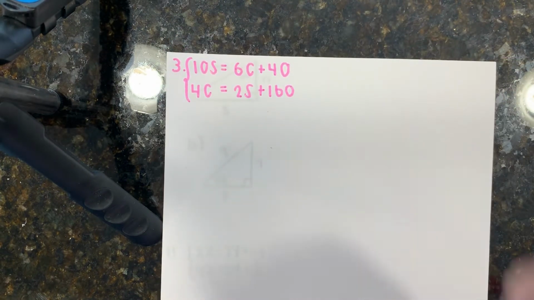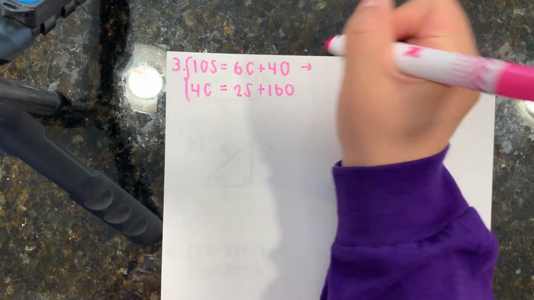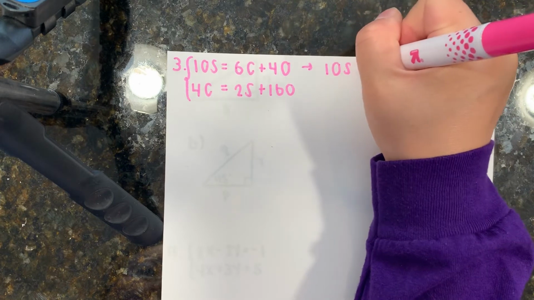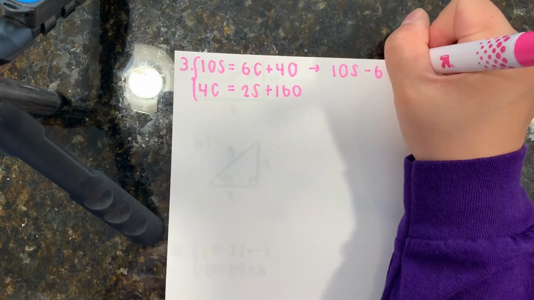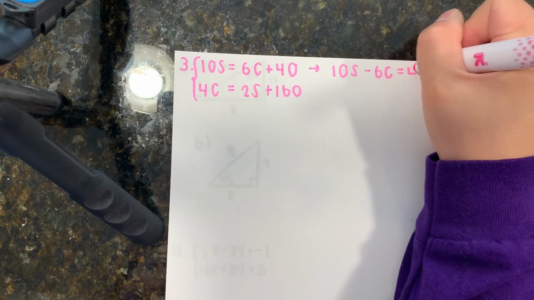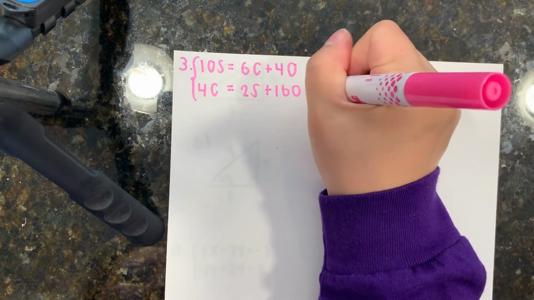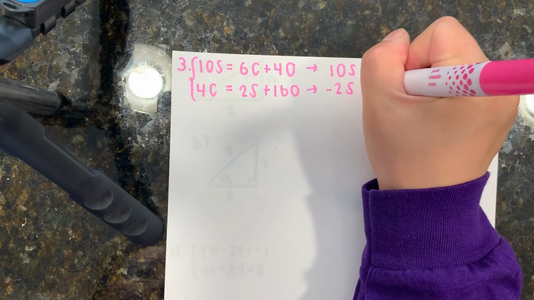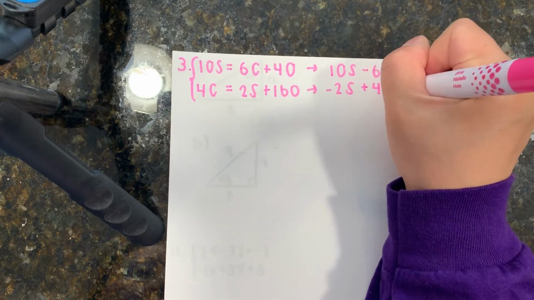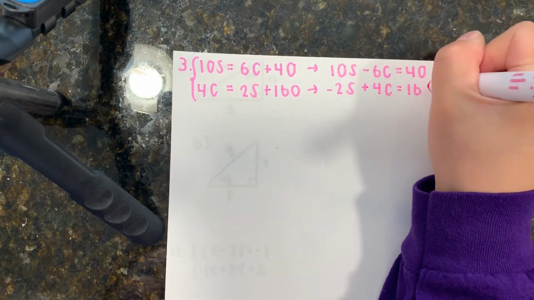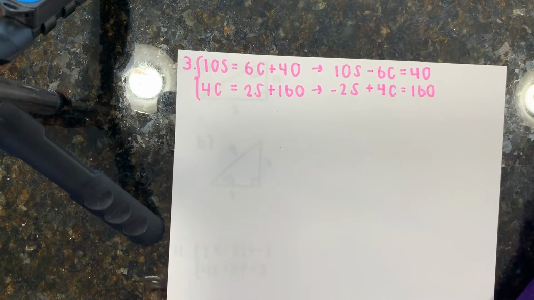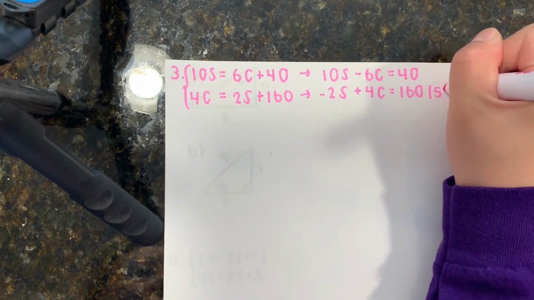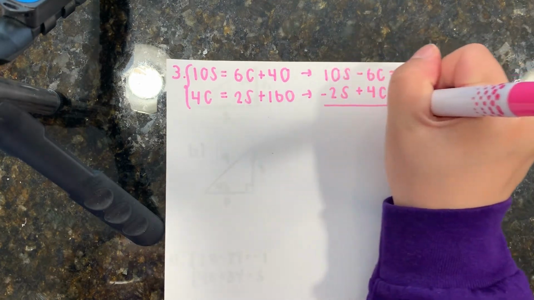So now what I can do is move all the letters to the left-hand side. That'd be 10s minus 6c equals 40. Do the same thing with this one, so it would be negative 2s plus 4c equals 160. So what I would do is just do elimination. I would multiply the bottom equation by 5, leaving the top equation as is.